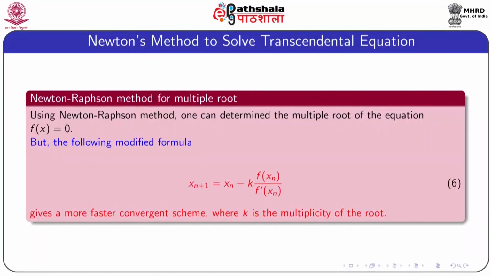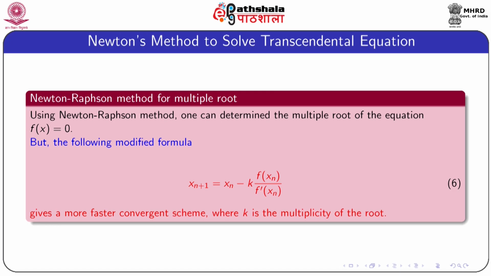The first one is the modified Newton-Raphson method used to find the multiple root of an equation. The standard Newton-Raphson method may be used to find a multiple root of an equation, but the modified method gives a faster convergent iteration scheme. Now we describe the Newton-Raphson method to find a multiple root of an equation f(x) equal to 0.